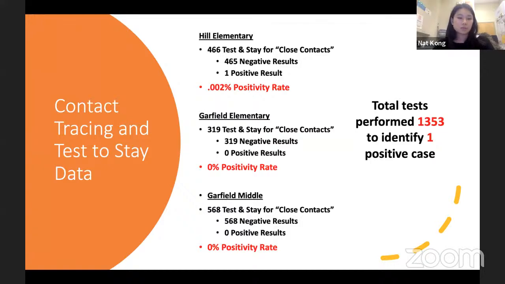Since the beginning of the school year, among these 3 schools, the data of which you can see in front of you, we have performed a total of 1,353 test to stay rapid tests. And out of those 1,353 tests we've done, we have only identified 1 positive case. No other child has converted to a positive after being identified as a close contact. That's a lot of work that was done to find 1 positive student. Alrighty.